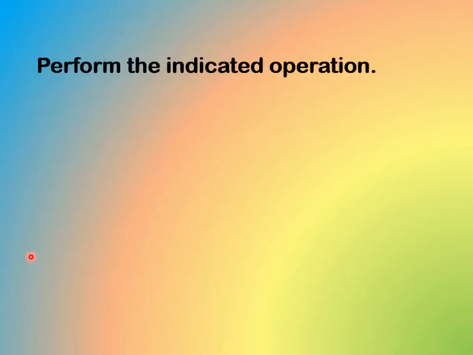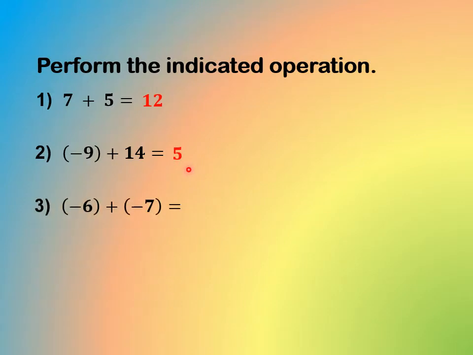Perform the indicated operation. Number 1, 7 plus 5. Okay, that is 12. Number 2, negative 9 plus 14. Correct, that is equal to positive 5. Number 3, negative 6 plus negative 7. Okay, that is negative 13. Correct. Next, negative 3/8 plus 1 half.